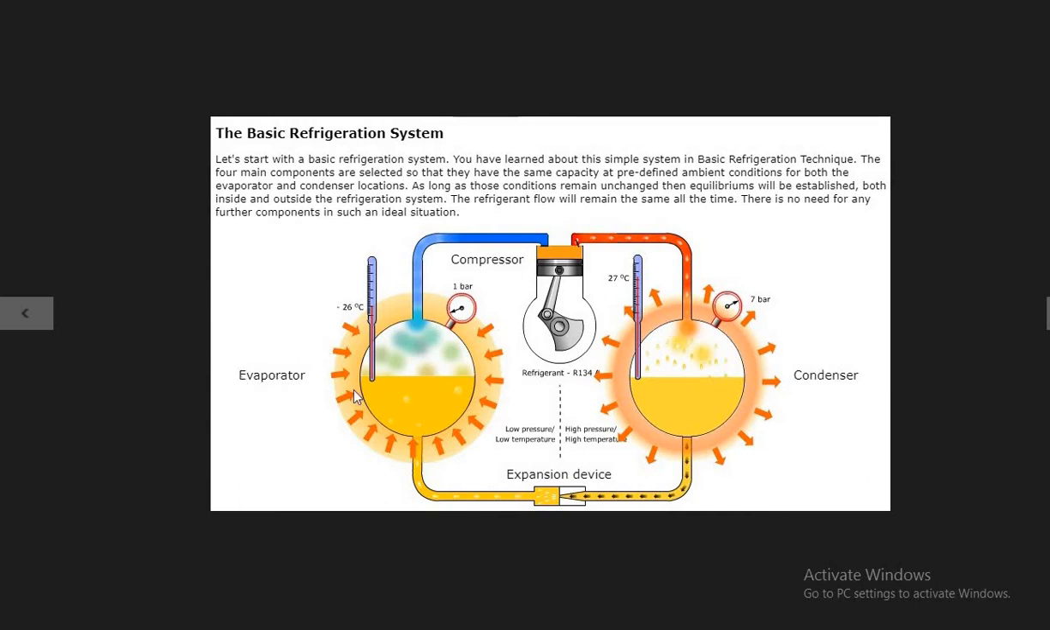So the names have been kept according to the process, and they are not different devices at all. They are the same heat exchangers of different sizes performing different operations. So, in short, we are going to learn about three equipments: compressor, heat exchanger, and expansion device.